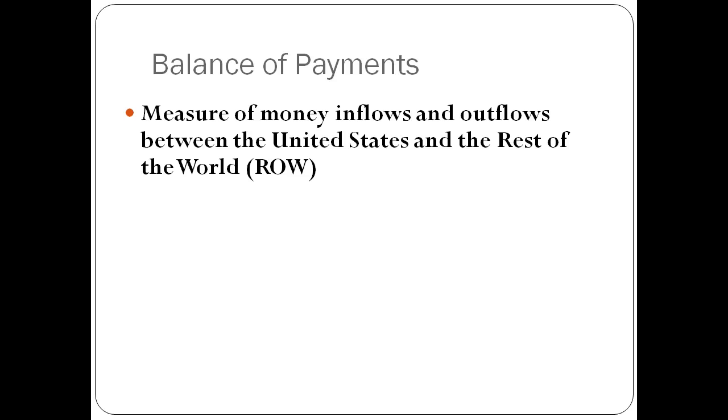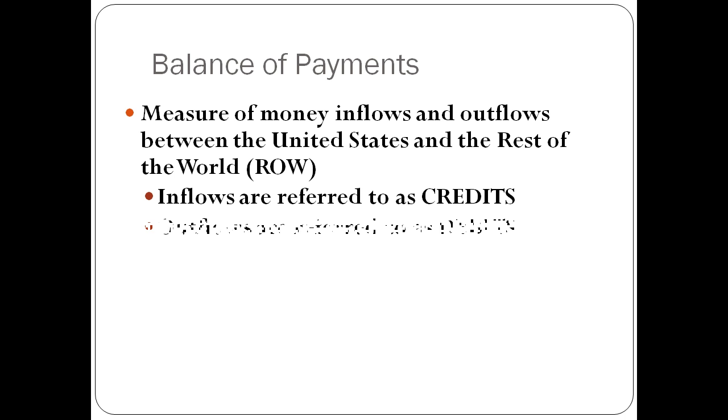Alright, so what are the balance of payments? As previously mentioned, they are the measure of money inflows and outflows between the United States and the rest of the world, which we will go ahead and call ROW. So a couple key things to remember. Inflows are referred to as credits, whether it's an inflow of money or capital, whatever it might be. Inflows are credits. Outflows from a country are debits.